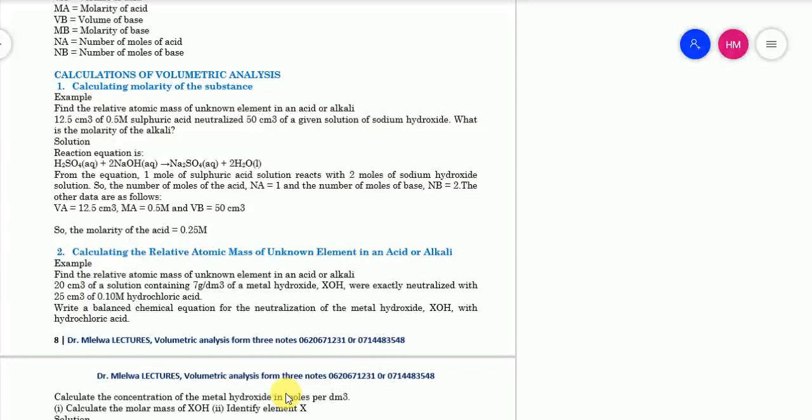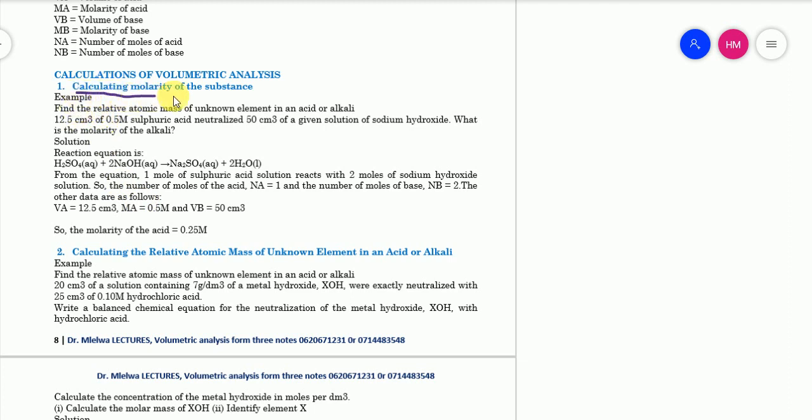Welcome back, friends, and today we are going to continue with our topic of volumetric analysis. If you remember, in the previous session we were demonstrating some of the concepts of volumetric analysis, and if you were together with me, we discussed the calculation of molarity of a substance. In volumetric analysis, we said that among the types of calculation, you can calculate the molarity of the substance. And we used this example from our notes here.